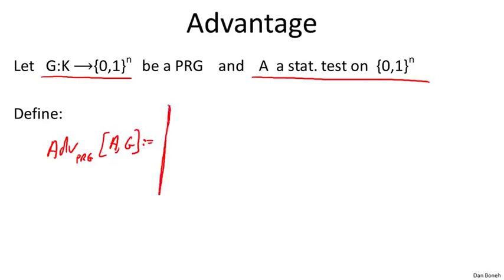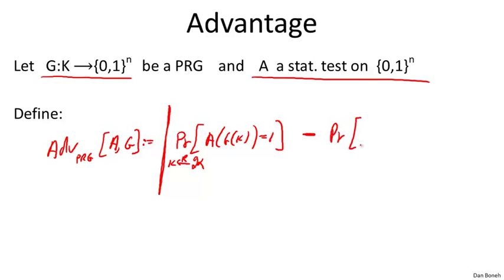It's basically the difference between two quantities. The first quantity is how likely is the statistical test to output 1 when we give it a pseudo-random string. Here k is chosen uniformly from the seed space. We ask how likely is the statistical test to output 1 when we give it a pseudo-random output generated by the generator. Versus, now we ask how likely is the statistical test to output 1 when we give it a truly random string. So here r is truly random in {0,1}^n. And we look at the difference between these two quantities.